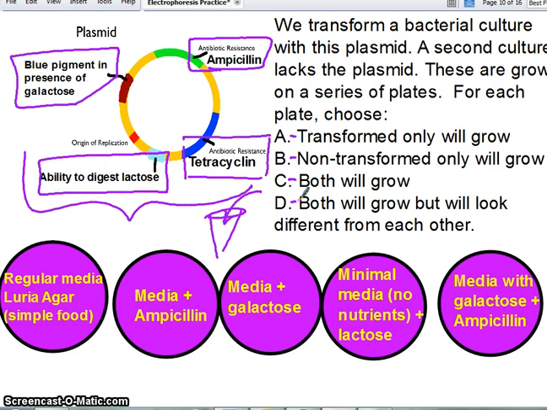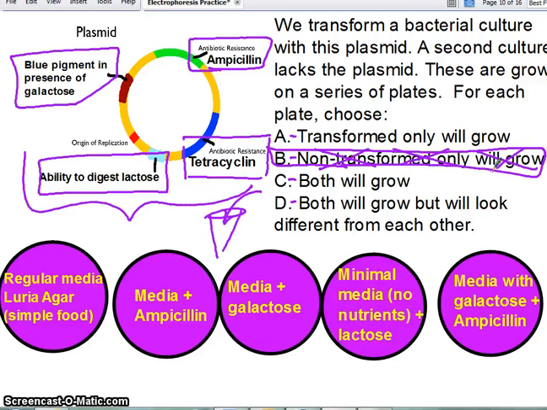Well, here's a hint. You're never going to have a case where only non-transformed are going to grow. Transforming them is never going to give them something that harms them. So chances are, no matter what you do, the non-transformed, that's not going to be the answer. So you can eliminate that altogether.